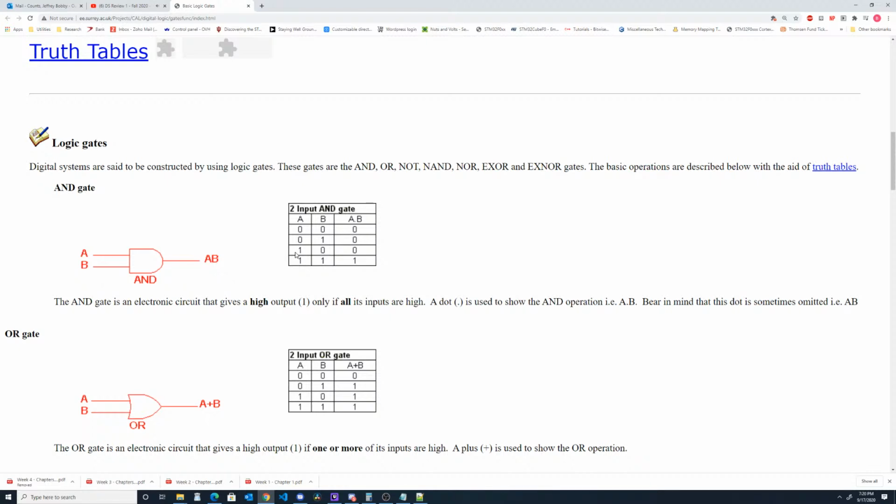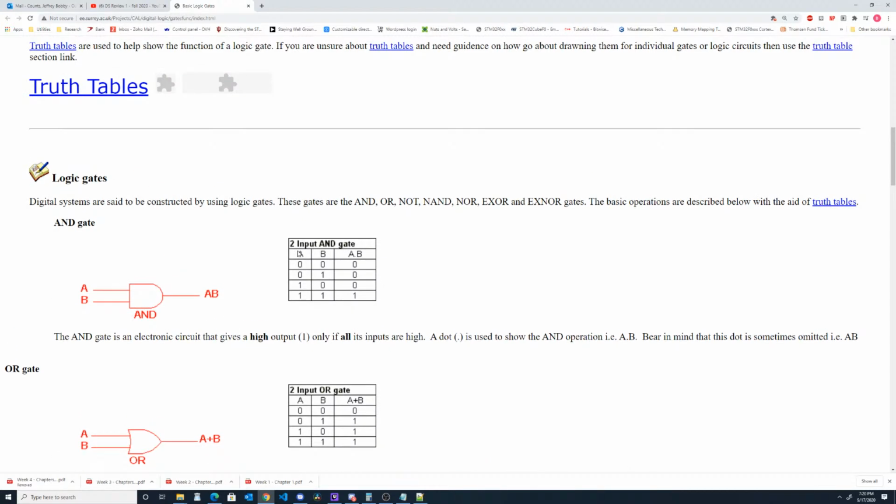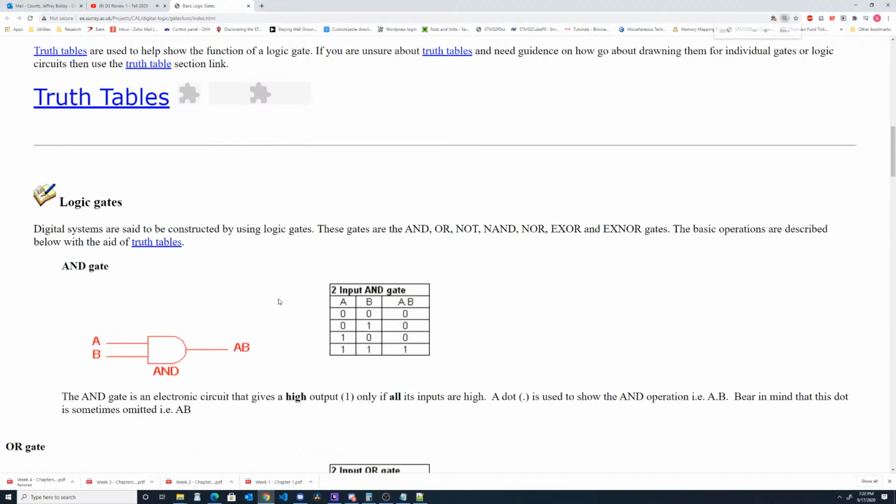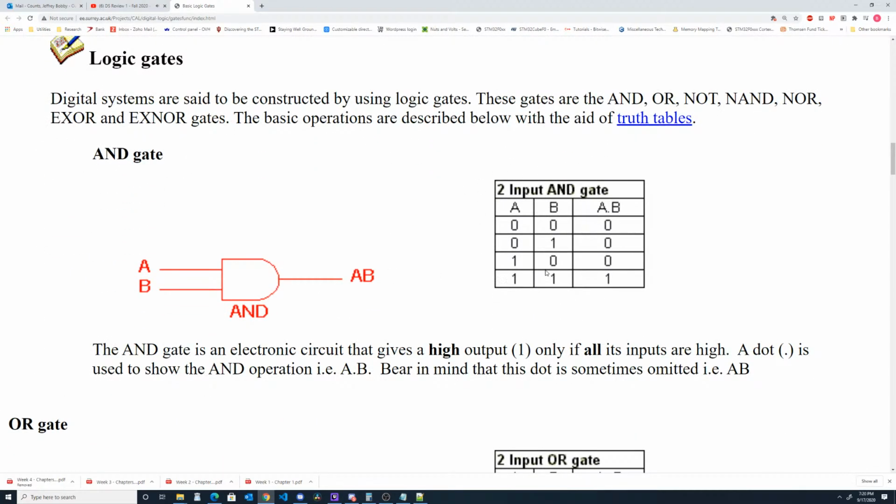All right, so we have the basic logic gates here. We have an AND gate right here, and an AND gate looks like this, and this is the truth table. Just to go over truth tables real quick: with the truth table, you have your inputs here on the left side and your outputs here. We have some gate here with inputs A and B. You feed them through this gate, and we get this output A, B.